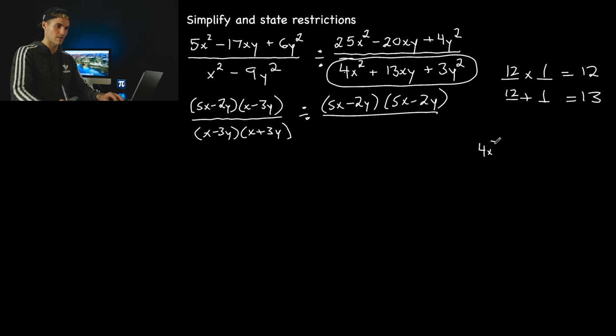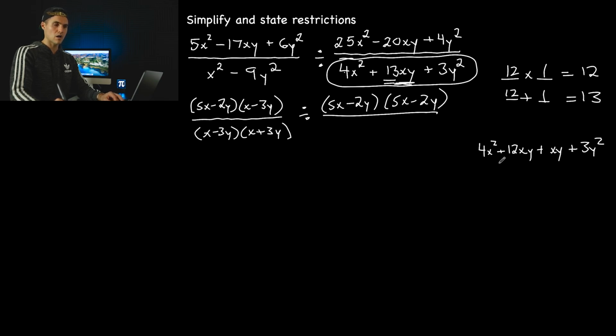4x squared plus 12xy. Don't forget your two variables there, right? All it tells us is what we're decomposing the 13 into, right? But we have to include the variables as well, plus 1xy, which is just xy, plus 3y squared, like that, right? So I took this 13, decomposed it into these two terms.